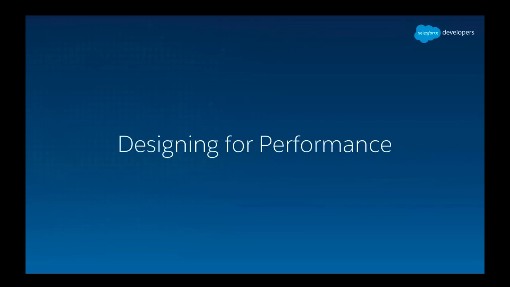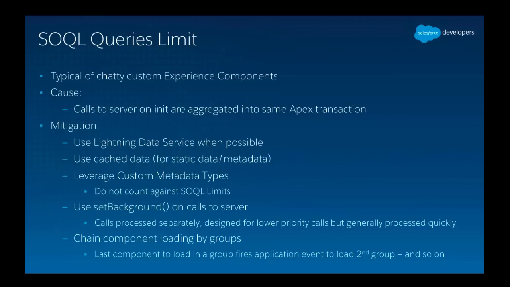And out of all of this, how do we keep thinking about performance while we are building our advanced app? One challenge that may occur if you use advanced experience components is that they have a tendency to be quite chatty, with multiple calls to server taking place. It's not difficult to actually have 3 or 4 components on the same page and hitting the governor limit on the number of SOQL queries when loading a page. And this is mainly because we aggregate all calls into a single Apex transaction. But there are a few strategies to get around this.